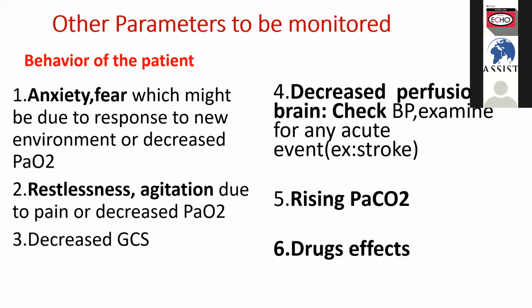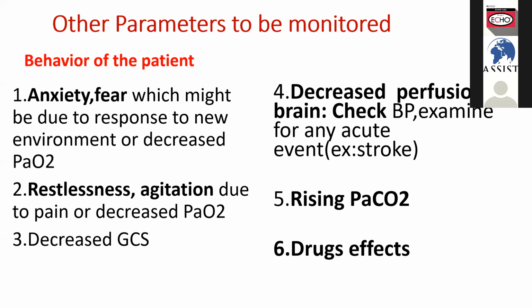If there is a decrease in perfusion, especially to the brain, the GCS will be decreasing, and the patient will be changing behavior. He will not behave as you have known the patient in the previous hours. If there is a rise in PCO2, and the patient is getting into acidosis, he can't sleep, he's not well. Drug effects depend on the drugs that the patient is taking.